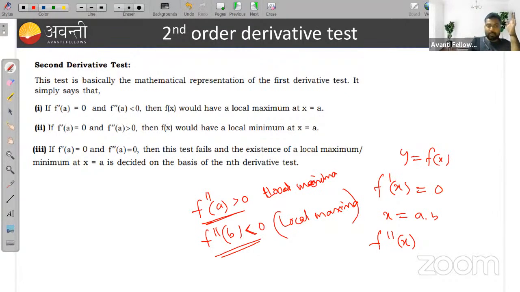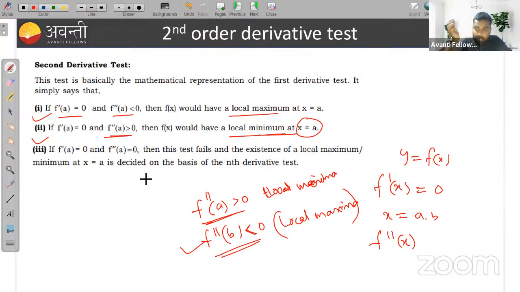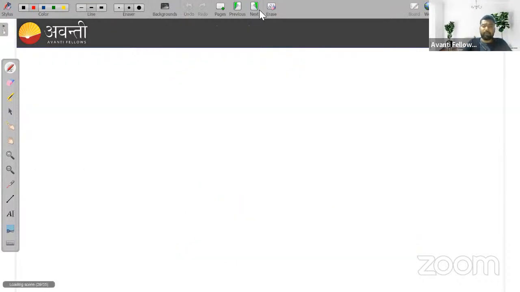You can see here. First, if f dash of a is equal to 0 and f double dash of a is less than 0, then we have a local maxima. Already we have told you. And second case, if f dash of a is equal to 0 and f double dash of a is greater than 0, we are getting a local minima at x is equal to a. And third case, if f dash of a is equal to 0, f double dash of a is equal to 0, then this test fails. And existence of local maxima and minima at x is equal to a is decided on the basis of the nth derivative test. And we'll discuss the nth derivative test later. So this is the way.